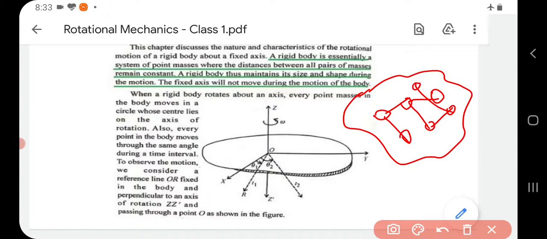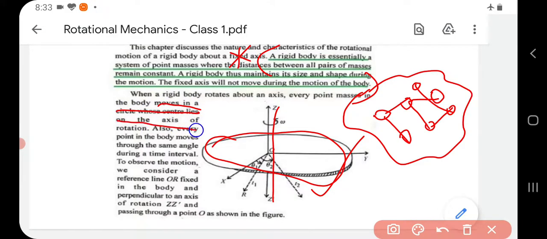So when you are asked to write the definition for a rigid body, you have to mention what is this one. Okay. The region which is underlined. That is a definition for a rigid body. Now let us see what happens when a rigid body rotates about the axis. See the figure here. Z dash is the axis of rotation. Okay, so when this is the rigid body, and it rotates about the axis of rotation in the figure, say Z dash, then what happens is that each of these point masses that the rigid body contains will move in a circle whose center lies on the axis of rotation.